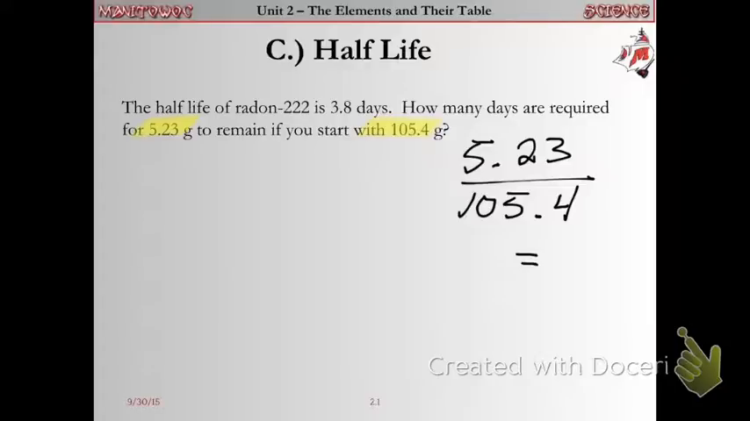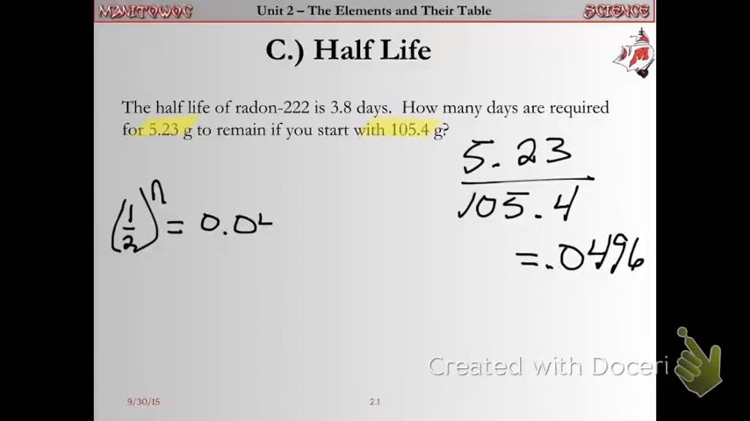It's about 0.0496. And so now your equation looks like this. It's 1/2 to the nth power equals 0.0496. All right, now we have to use something called a log to get that n all by itself. And we're going to log both sides of our equation, and the button is on your calculator. It's just simply pushing a button. It's getting rid of an exponent.